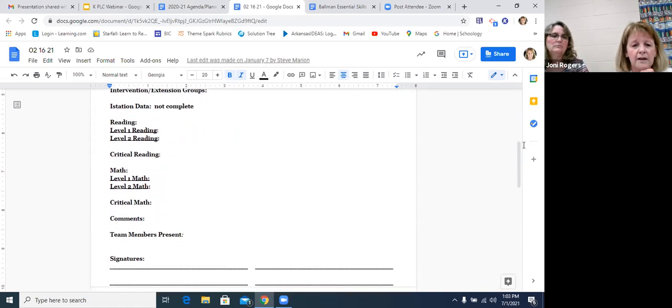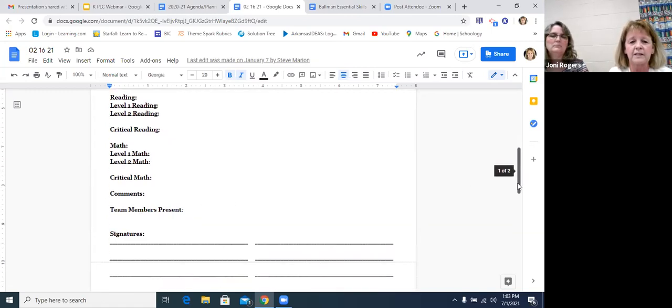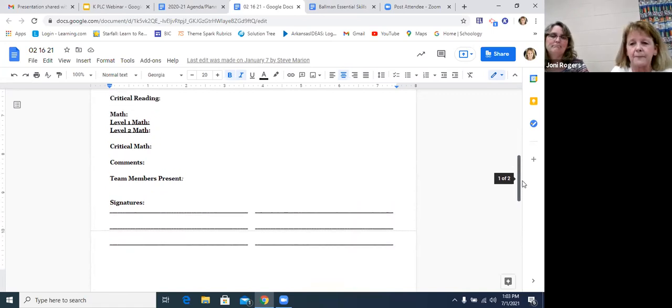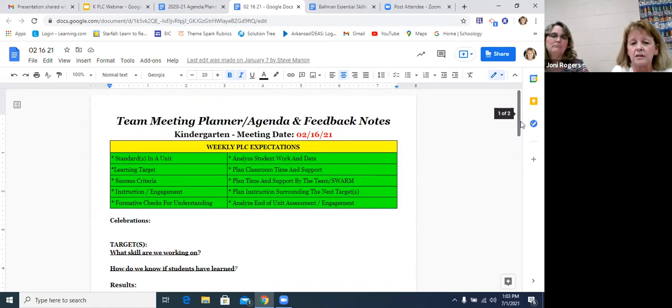Then we have the area for just comments, anything that anyone has to add to the group. Everyone signs this form at the end. We print this out, everyone signs it, and we turn this into our assistant principal. I think she keeps up with it. Yeah. And then the next week, we'll go to our agenda here and pull up the next week and enter that.